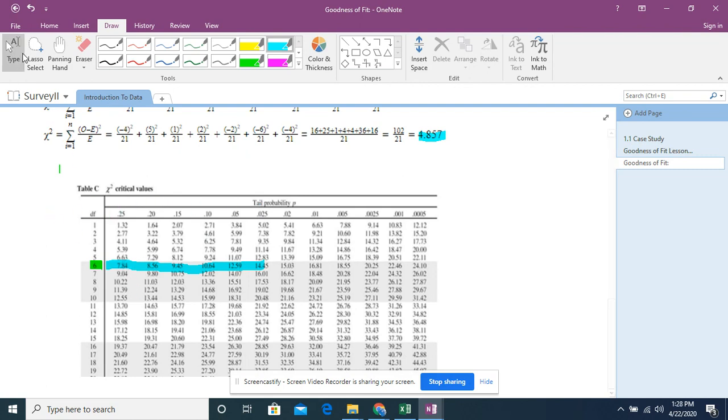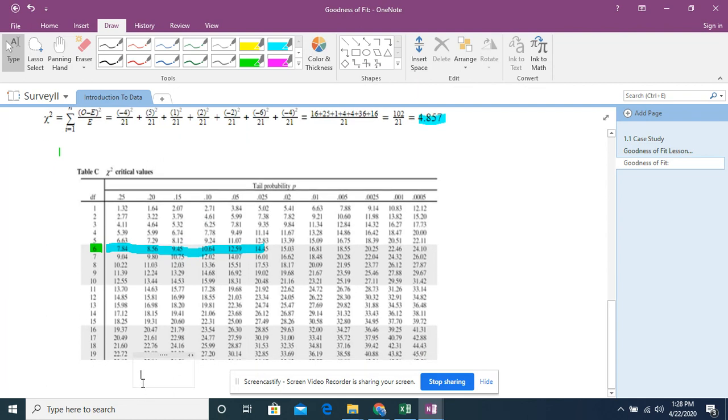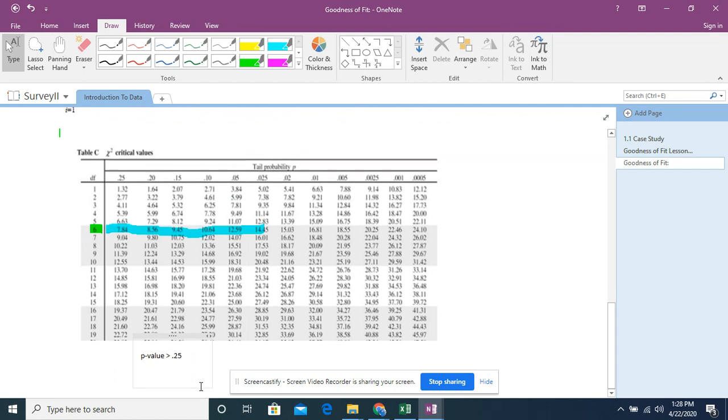So that tells us that our p-value must be greater than 0.25. Okay, so this value is 0.25. We know we're to the left of this because 4.857 is less than 7.3, so this has got to be over here. That tells us our p-value is greater than 0.25.